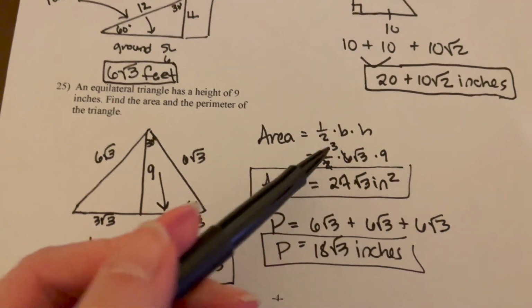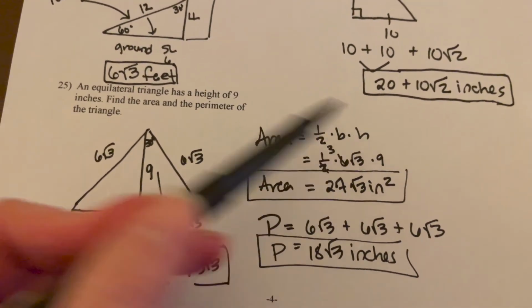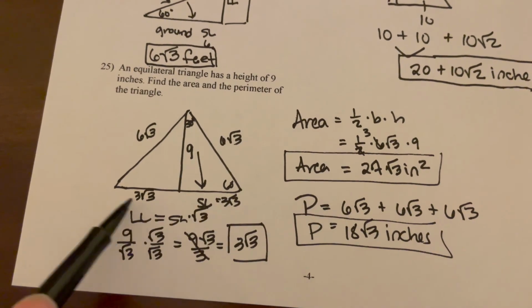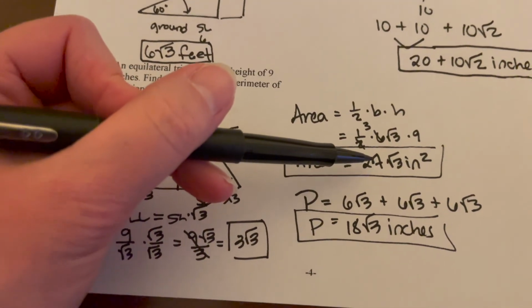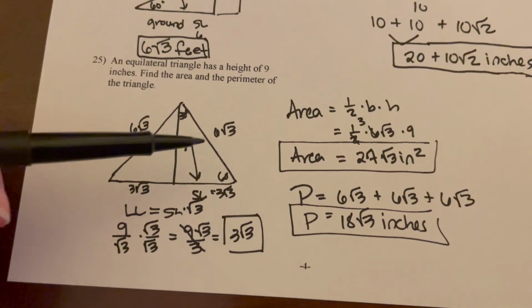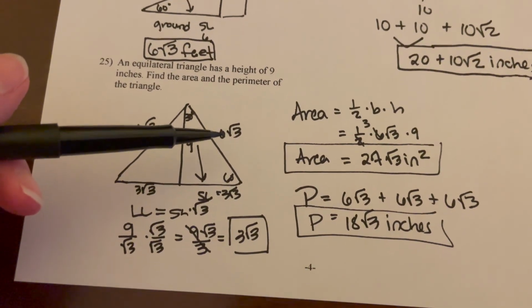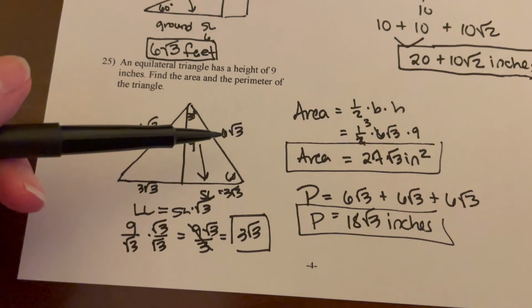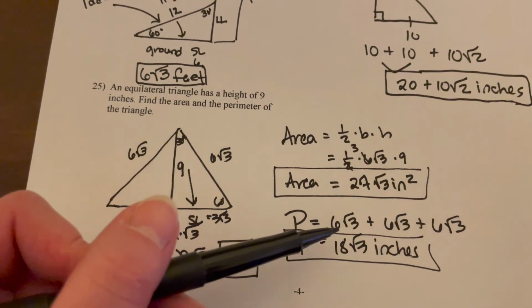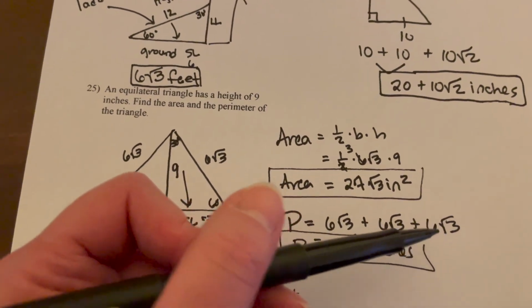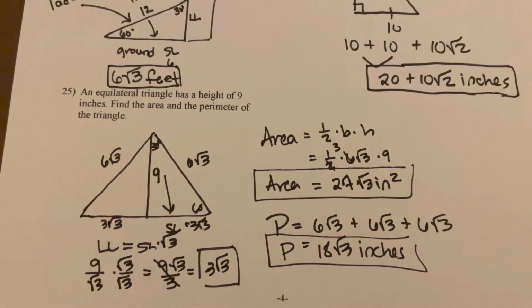So then I can do my area. So area is 1/2 base times height. So base is 6 root 3 times height of 9. I get 27 root 3 square inches. And the perimeter, I have 3 sides that are all 6 root 3. So 3 times 6 root 3 is 18 root 3, or add up all 3 sides. 6 root 3 plus 6 root 3 plus 6 root 3, I get 18 root 3 inches.